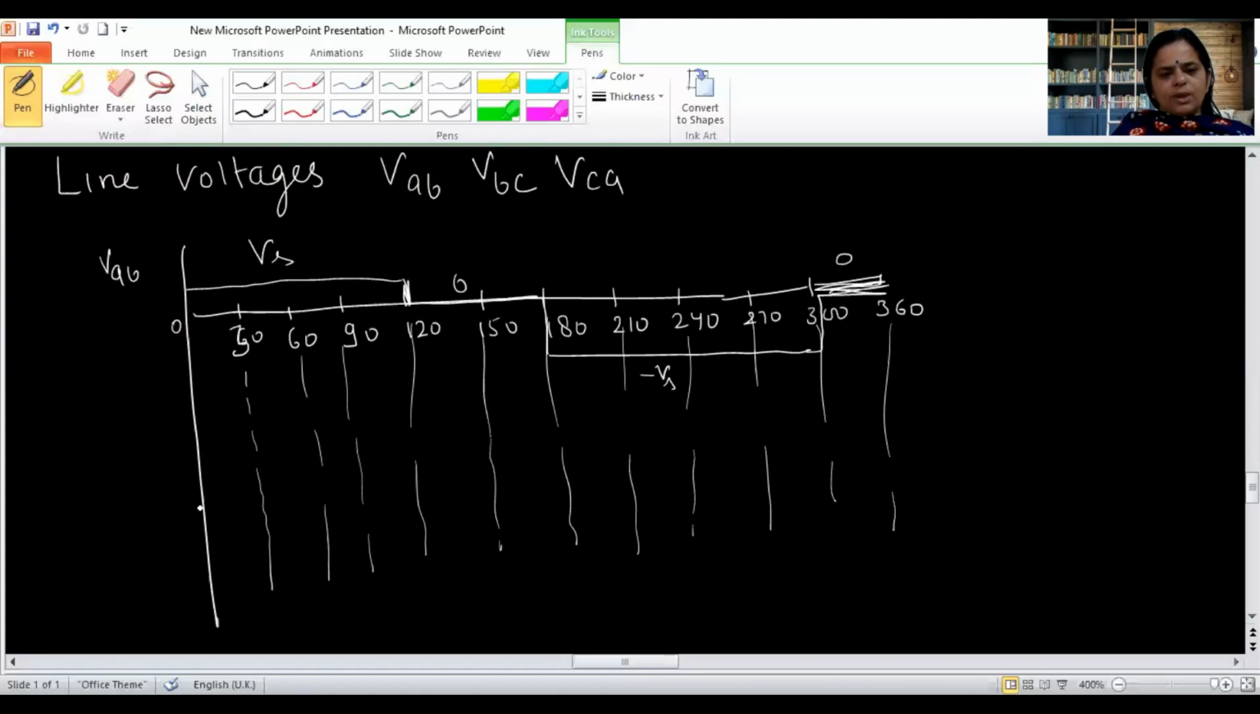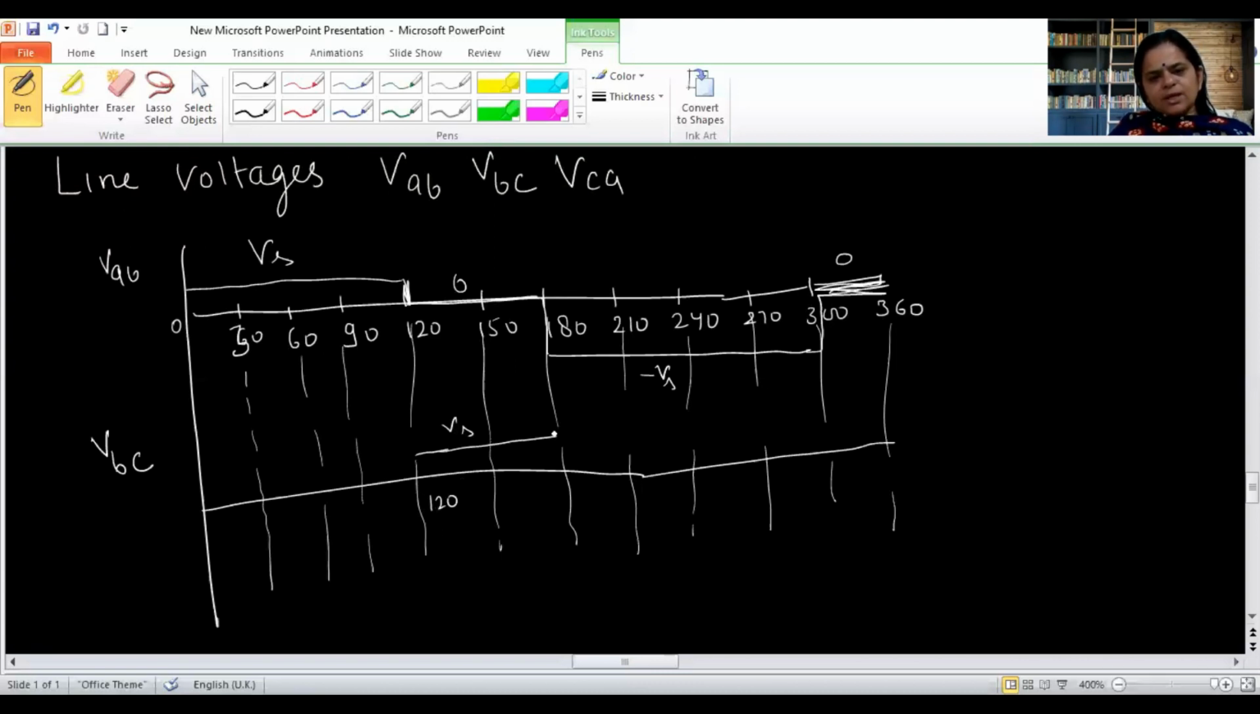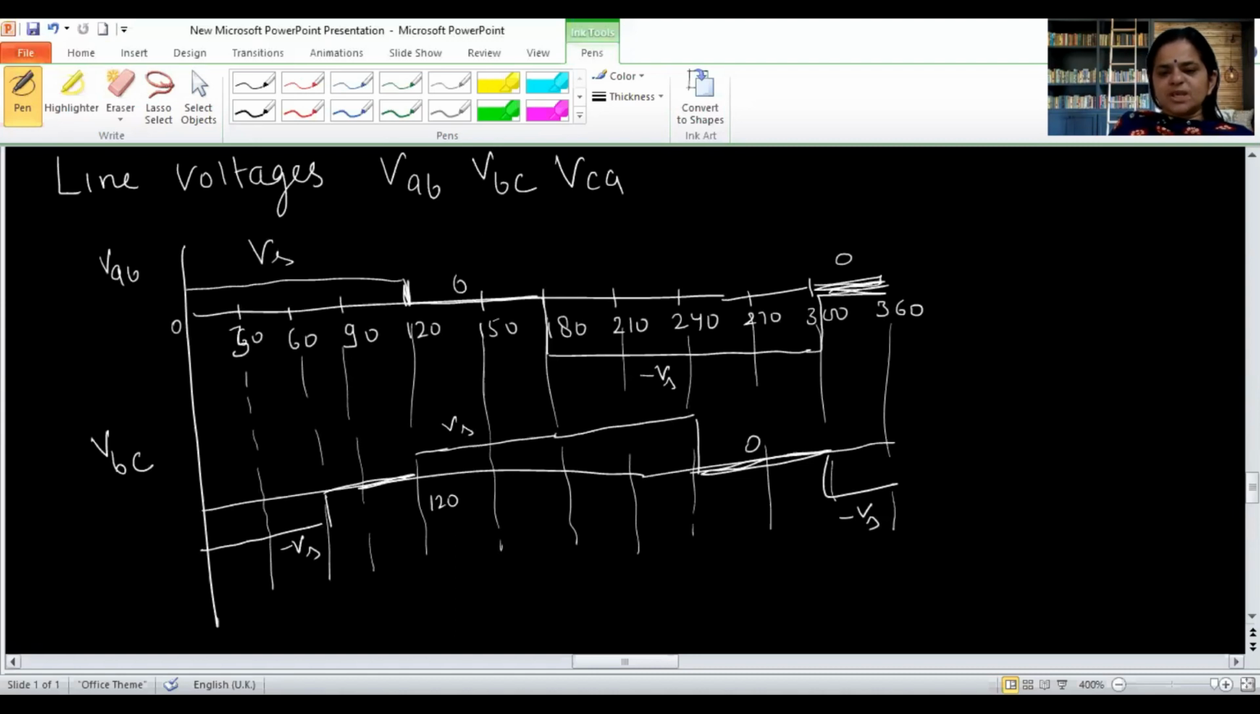Now if I plot the line voltage waveform for VBC, the value of Vs is this, and it will start from 120 and continue up to 240. The value is Vs. And then for 60 degree, it will be 0. And then it will be minus Vs. And here also for 60 degree, it will be 0. And this will be minus Vs. So this is the waveform for VBC.